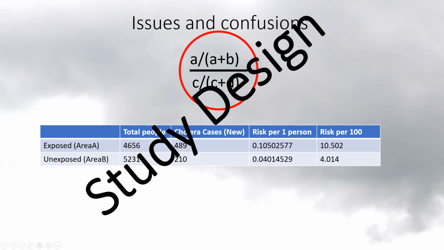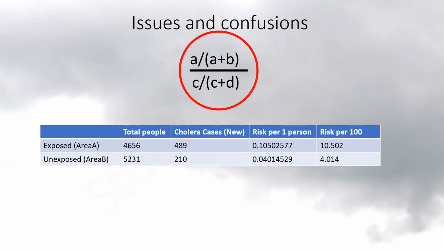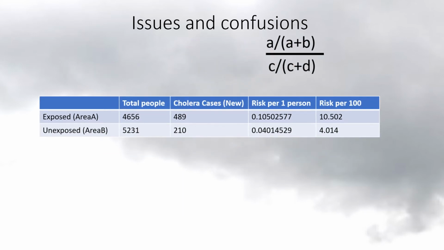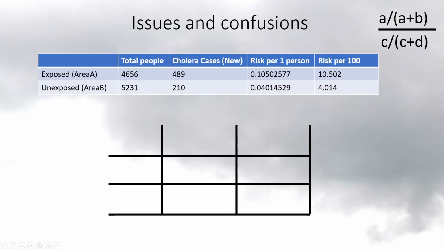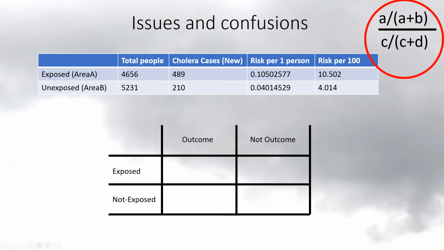So this calculation above is just adding to confusion, and that is because it is talking about a study design, specifically case control or cohort. Now, what it's talking about is where you have, I call it a test table, where you have your exposed and non-exposed versus the outcome versus non-outcome. That's where the A, B, C, and D comes from.